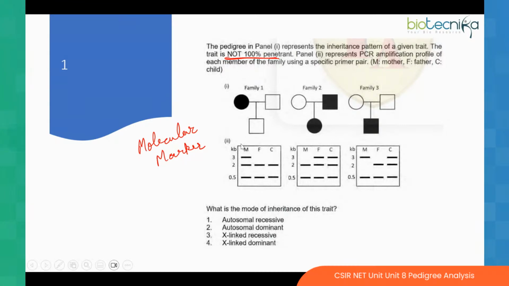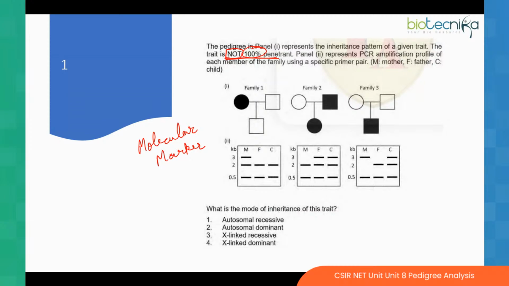Now, the benefit of using molecular markers is that when we are looking for the phenotype of the trait, the phenotype can be there or may not be there when the trait is not 100% penetrant. So there might be individuals who have the genotype, but still the trait is not produced. Molecular markers are associated with that particular trait, so a molecular marker will show us whether the individual has that trait or not, even though phenotypically it is not produced.